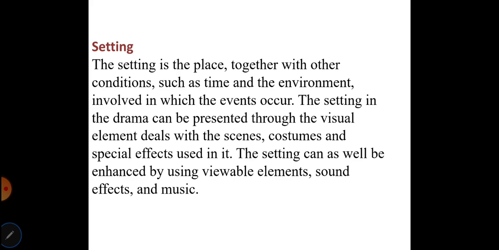So setting is actually the combination of all these elements put together. All these things are known as the setting of the play. Okay?